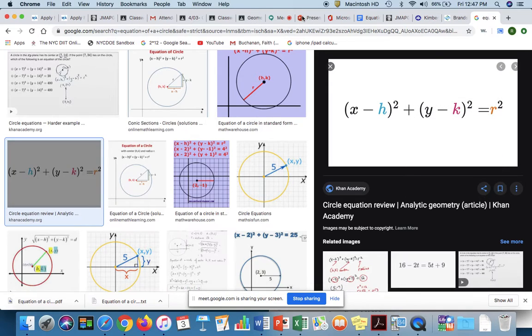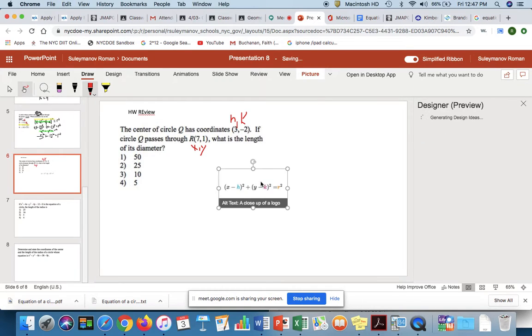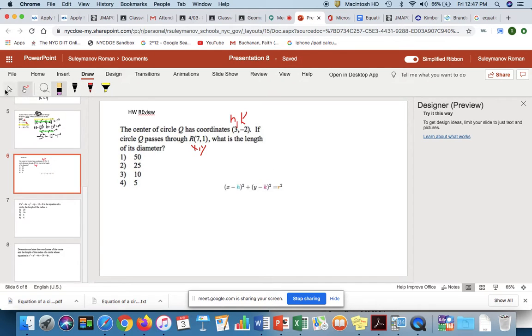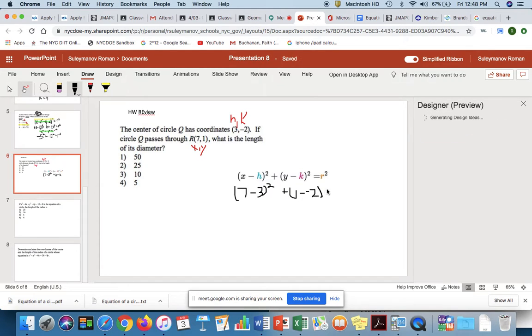So here's the equation of a circle. And I'm going to substitute into this equation just using what I labeled. So X is 7, H is 3, Y is 1, K is -2, and this should all equal the radius squared.